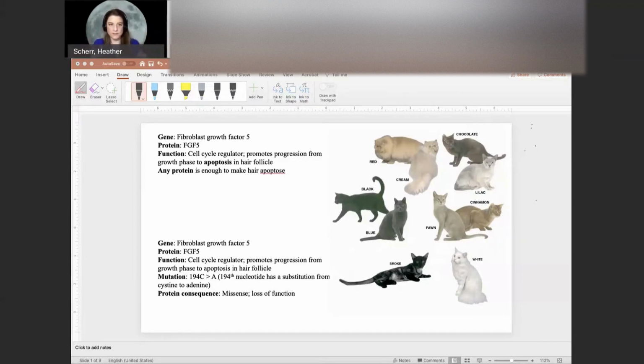So that's one kind of scenario. And then you have incomplete dominance, which means that there's another phenotype, and we'll see that momentarily.